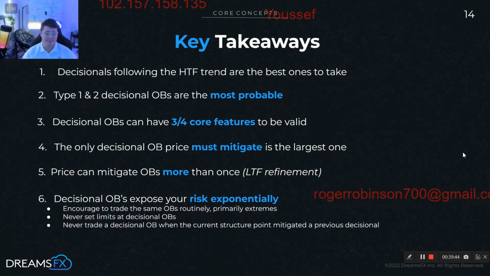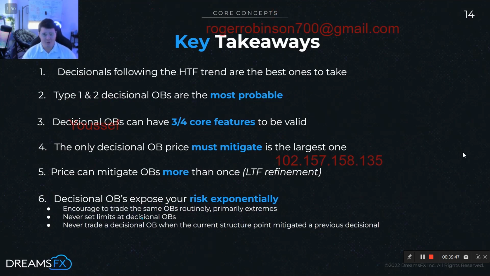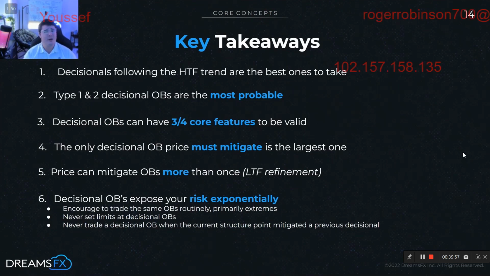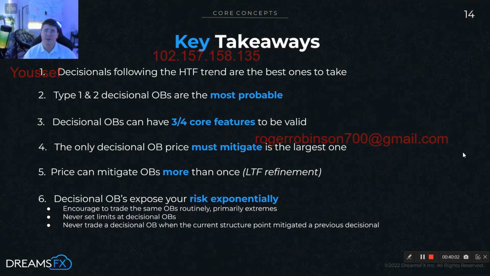Another key point, never set limits on decisional order blocks. If you're going to set a limit, only set it on an extreme. That is it. And only a few pips before. We haven't even talked about entries yet, but because it's relevant to decisionals, never set a limit on a decisional, because you can have a couple different decisionals and you might not know which one it is. So what do you do? Set a limit on both? No. Maximize your time, maximize your money.